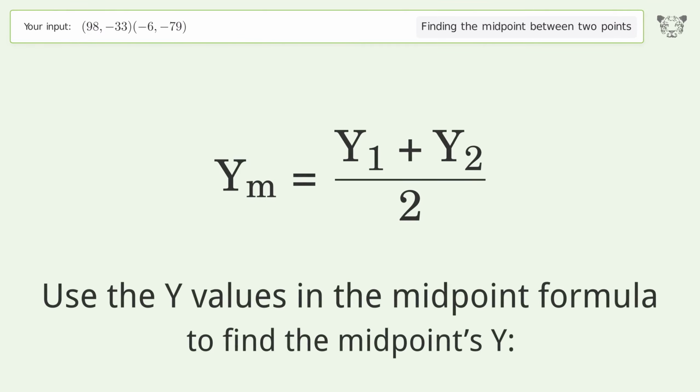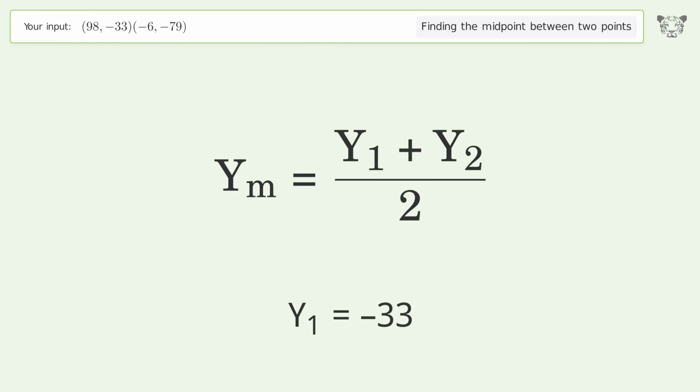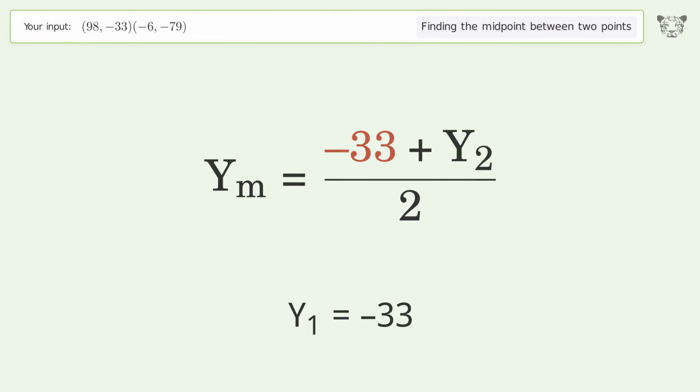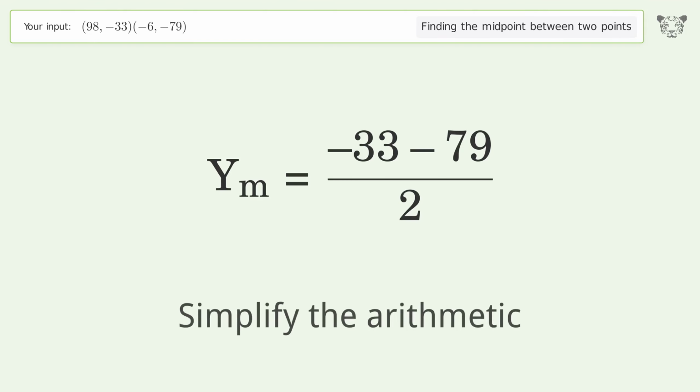Use the y values in the midpoint formula to find the midpoints y. y1 equals negative 33. y2 equals negative 79. Simplify the arithmetic.